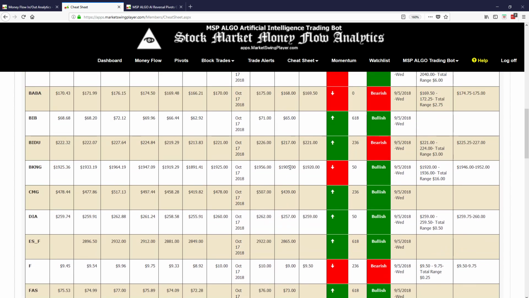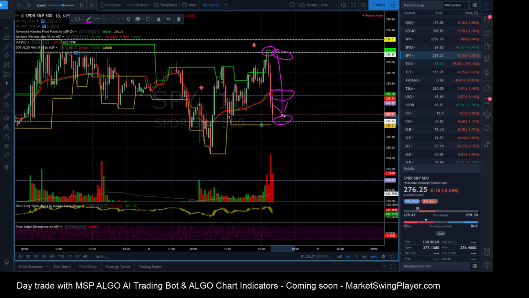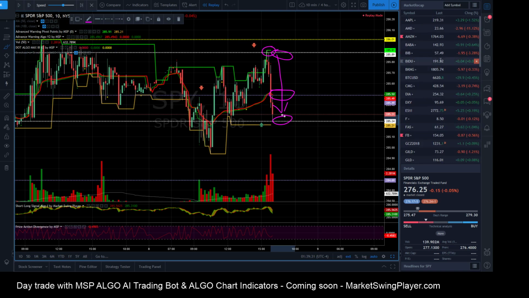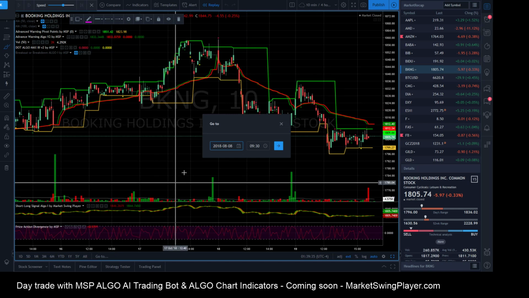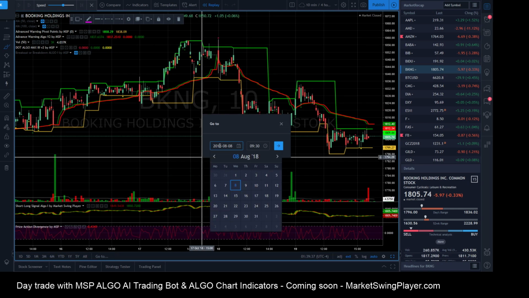So I see booking a $16 move here. So let's look at that. Okay, so this is on the 5th. So let's go to booking. We're going to go to the 5th.